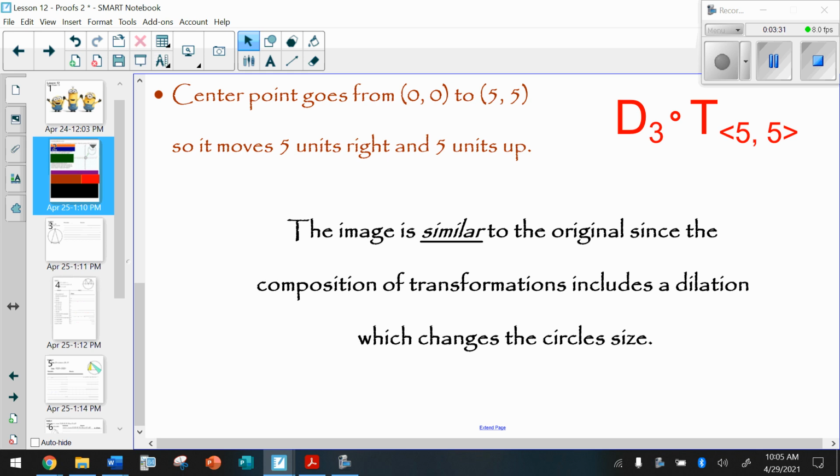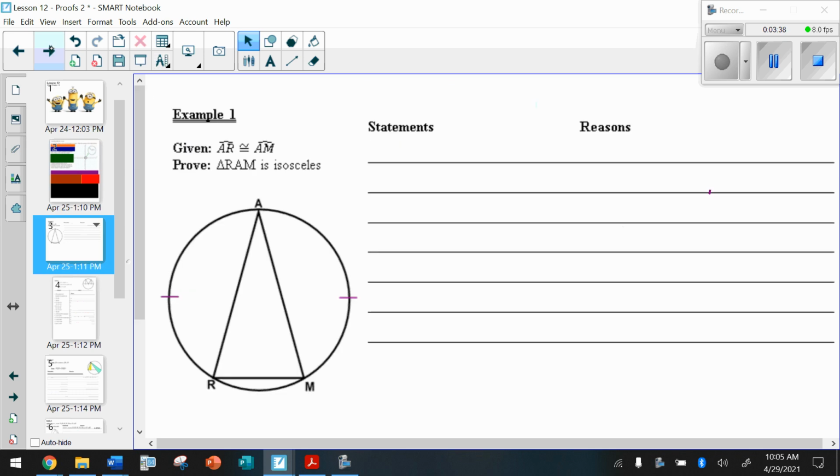All right, now we are here today to do proofs. So on with the proofs, please. Here we go. Example 1, given arc AR is congruent to arc AM. That's what those symbols are supposed to be above the AR. It's supposed to be an arc and an arc. It's not always easy to get notation software that makes good arcs when we're trying to type up our diagrams and questions. But given that arc AR is congruent to arc AM, prove that triangle RAM is isosceles.